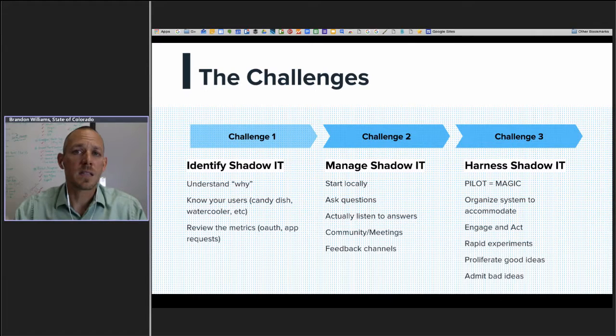And when we realized that that was powerful, what we did was we restructured the Google environment to reflect that. So we went back and we created sub-organizational units for each of our departments that actually had a pilot category.